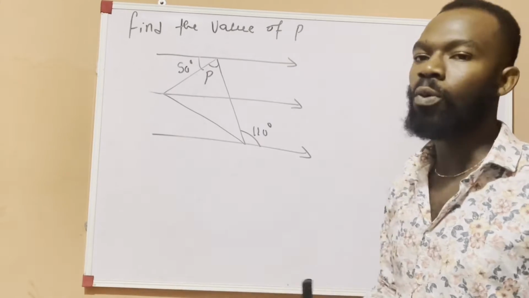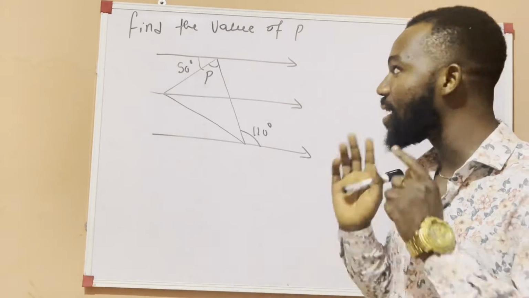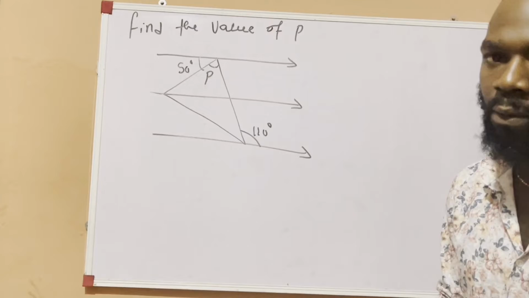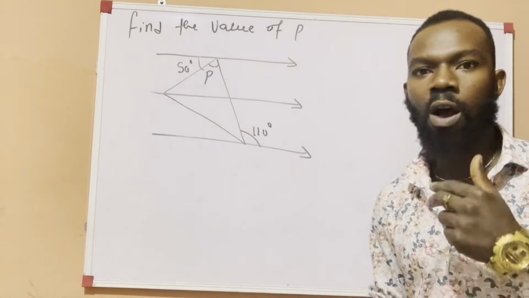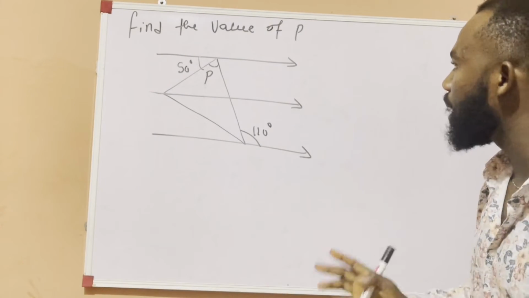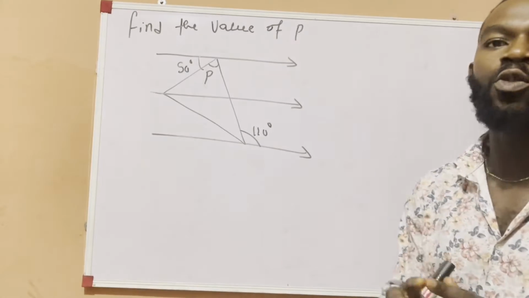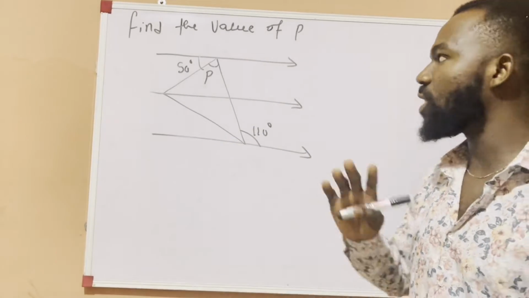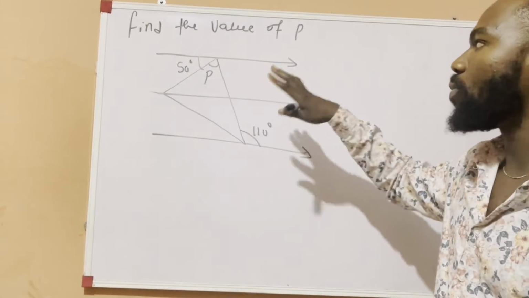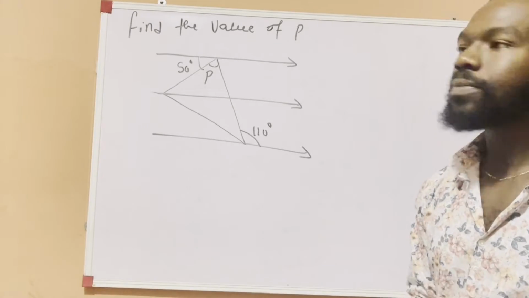Now, I know some of you might be wondering, how can I solve a problem like this? It is very simple and brief. But before I solve this question, I want to take my time to explain some theorems that have to do with plane geometry, especially angles that are formed on parallel lines.